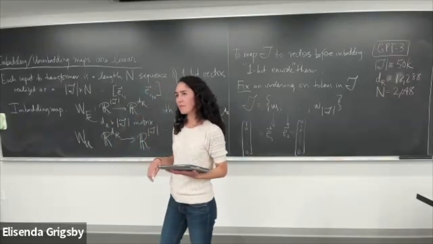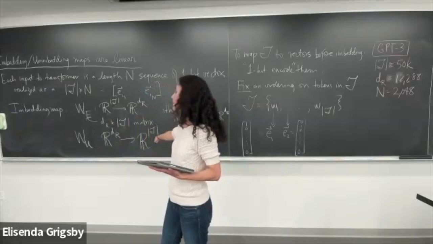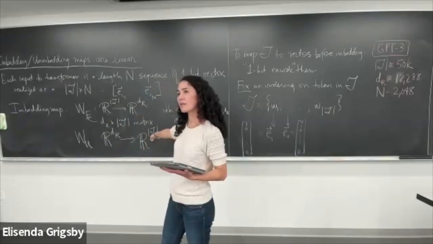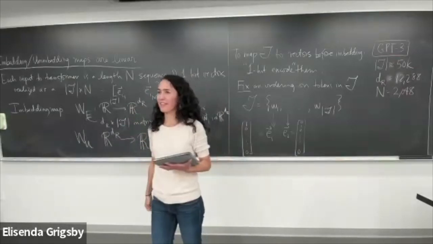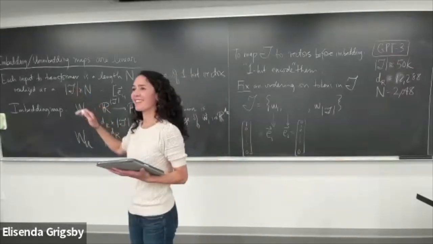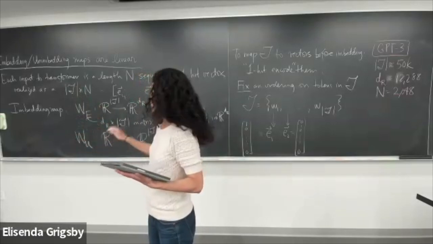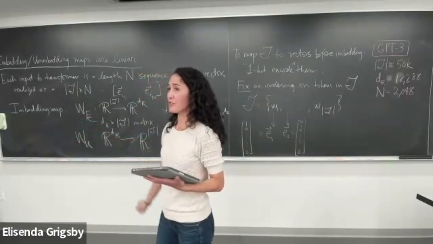Were you claiming that the image of that map is onto probability vectors, sum to one? No, we have to do an extra step. Yeah, thank you for that. Okay. So it's just some affine linear map. Actually, it's just linear, straight old linear.